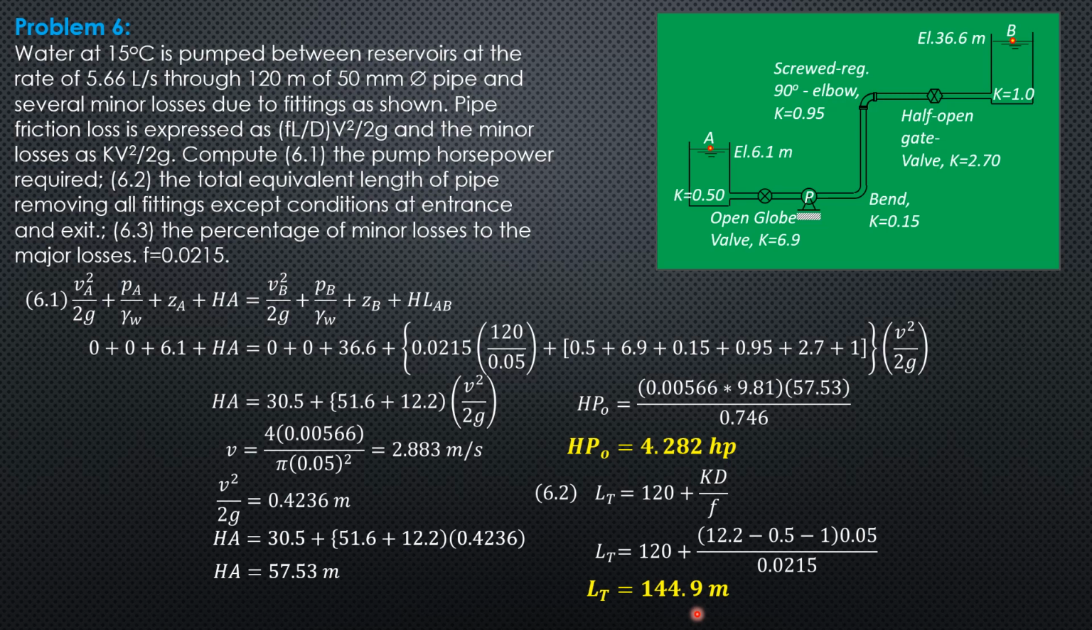Then finally, the percentage of minor losses to the major loss. Percent minor loss would be total K of the minor loss, 12.2 of velocity head, divided by major loss, 51.6 of the velocity head, so cancel velocity head. So it's just 12.2 over 51.6 times 100%. So percent of minor losses would be equal to 23.64%.